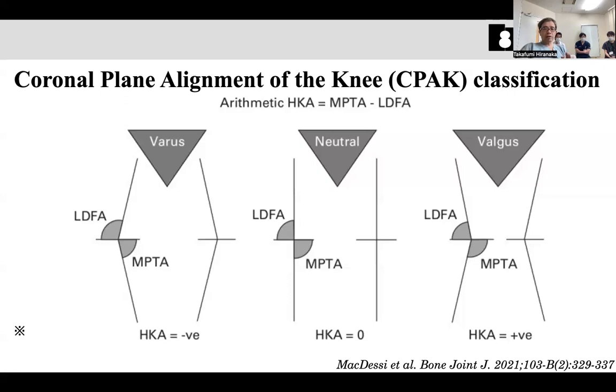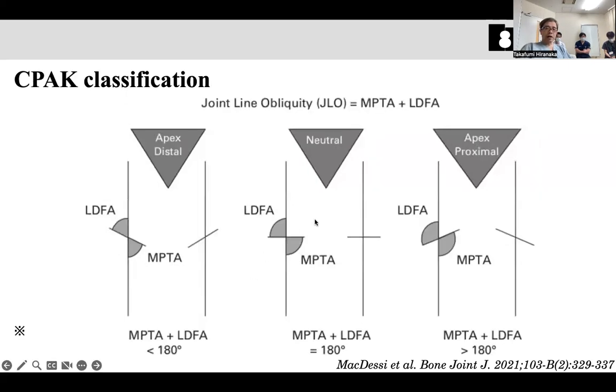So in CPAK, one factor is arithmetic HKA, which is the patient's native leg alignment, and at the same time the target of alignment after true kinematic alignment. The other item is joint line obliquity. Joint line obliquity is calculated as MPTA plus LDFA. If this value is 180 degrees, it is considered mechanical, so the joint line is perpendicular to the mechanical axes of both the femur and tibia.